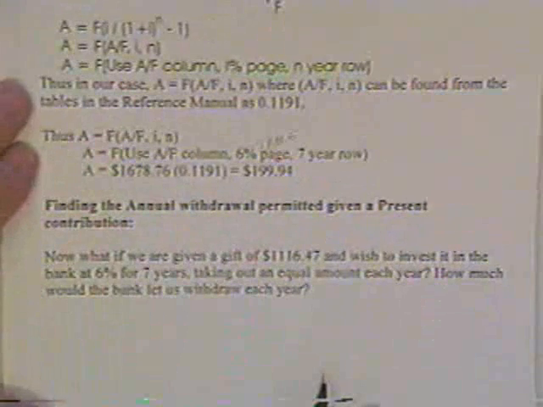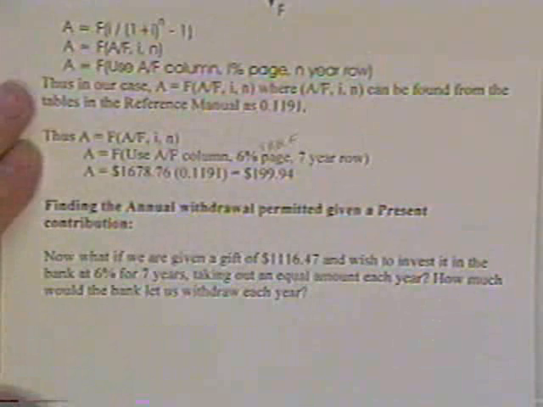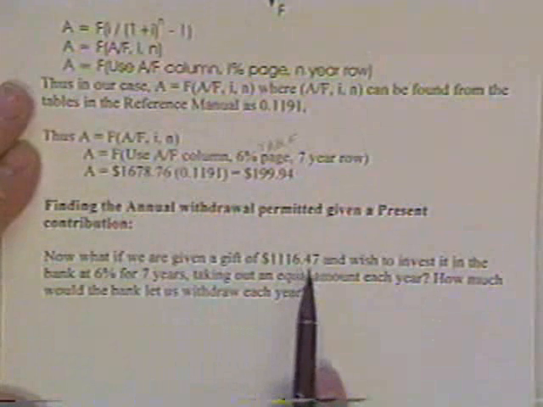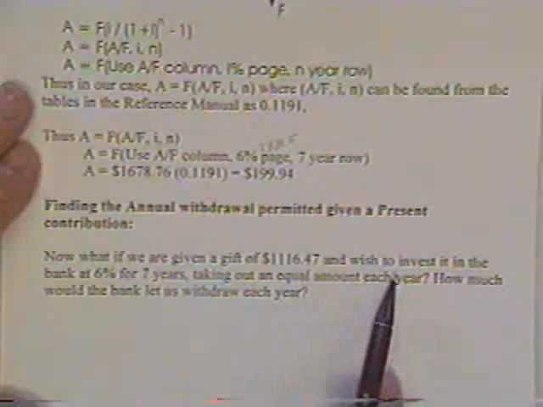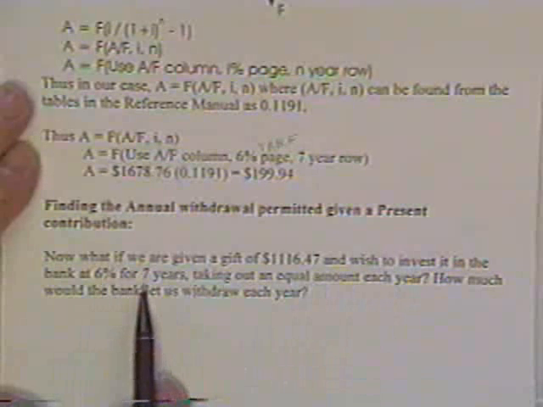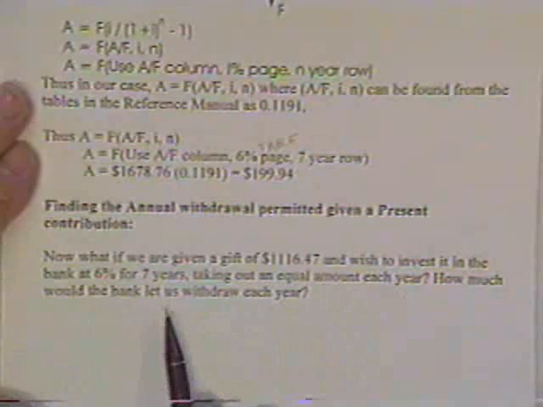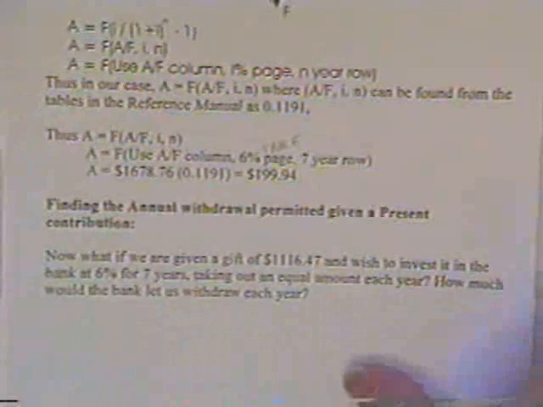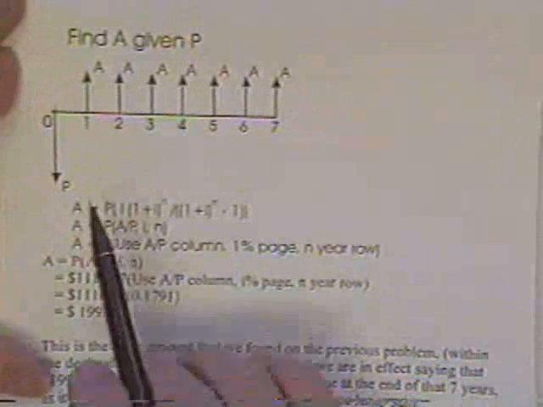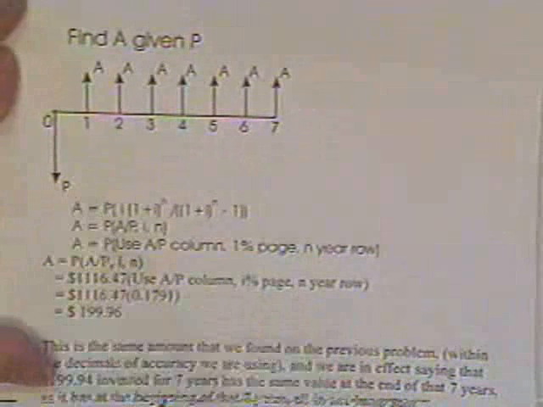Now then, say we're going to find the annual withdrawal permitted given a present contribution. What if we were given a gift of $11,016.47 and you want to go put it in the bank today? You're going to leave it in the bank at 6% for 7 years, and you'd like to take out an equal amount each year. How much would the bank permit you to withdraw? This cash flow diagram, instead of having an F on the end now, has a P on the front end.